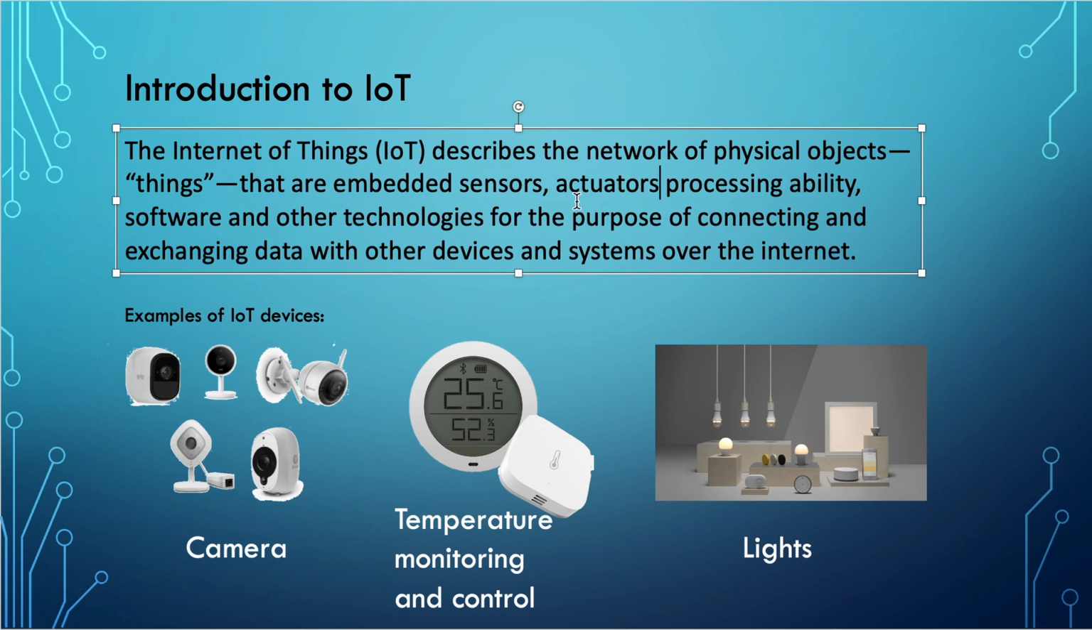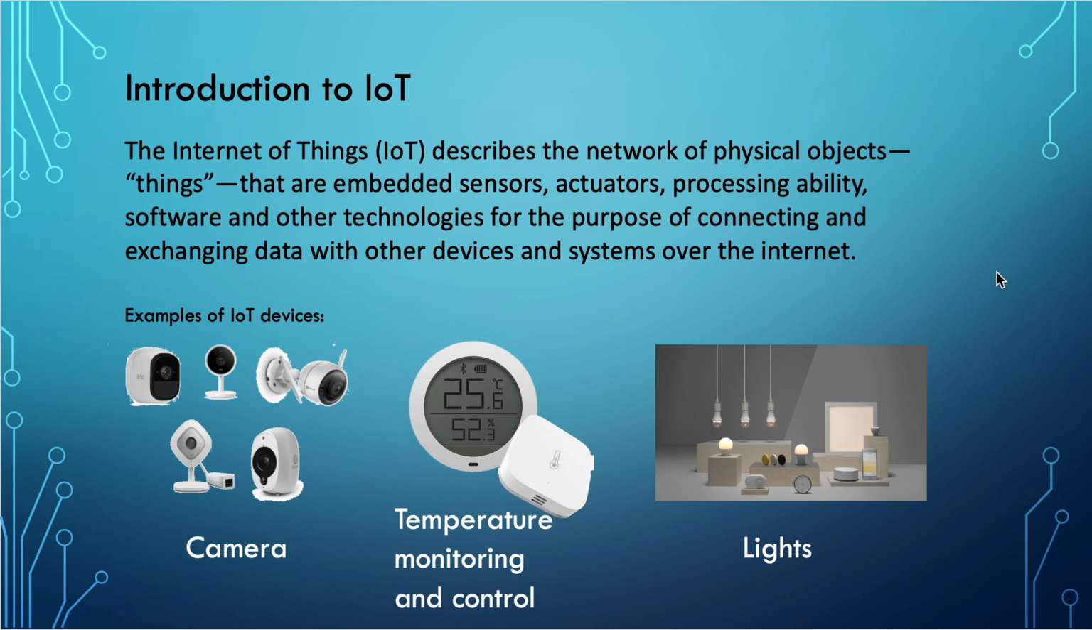Why we put actuators is that sensors, actuators and the processing ability, these three are the main components of an embedded IoT device or a physical object, right? These three are the main components which are there in IoT. So that's why I added actuators as well, right? If somebody asks for definitions, you can clearly say actuators also, right? Let's go to the examples again.